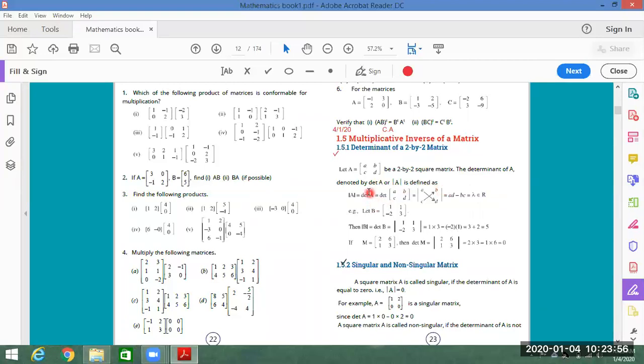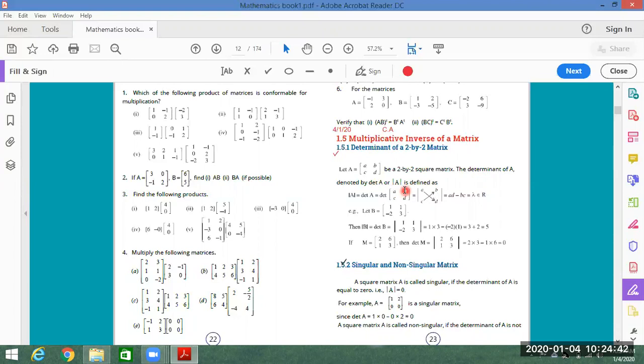For writing the determinant, you will write the abbreviation of determinant, that is det, and the name of the matrix, whatever the name is given. Like here, matrix A is given, so you will write det A. Or you can also write the name of the matrix with two lines, one on the left side and one on the right side, like this: |A|.